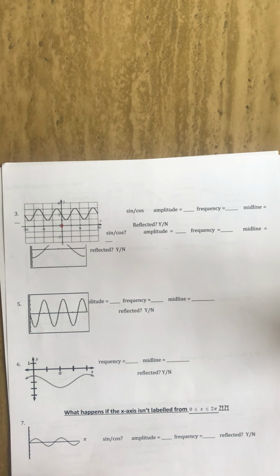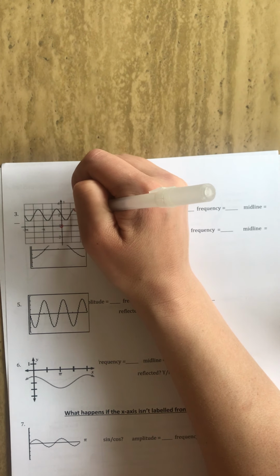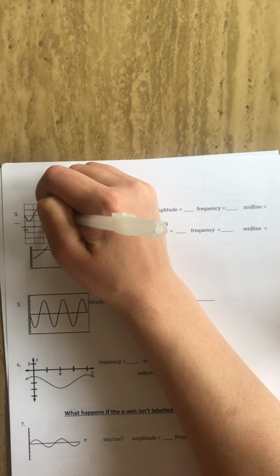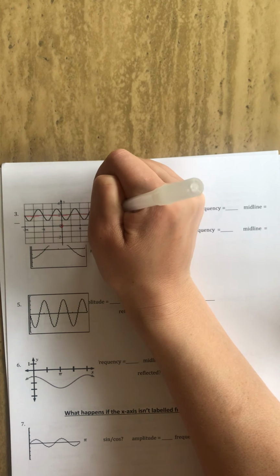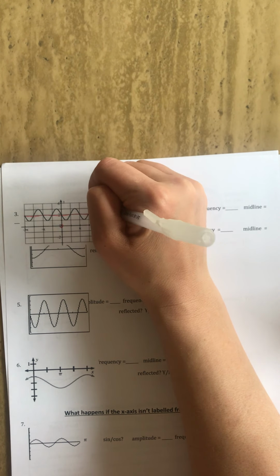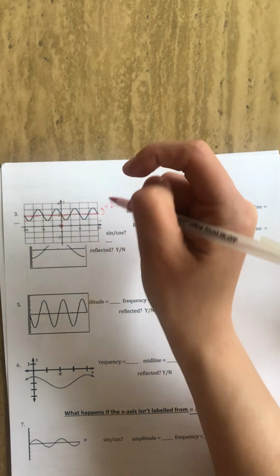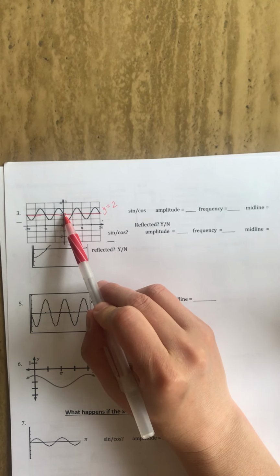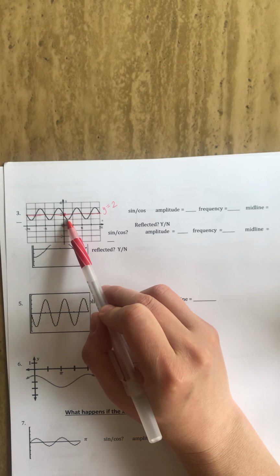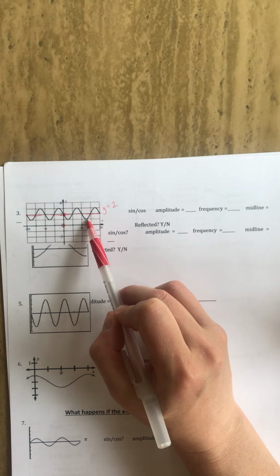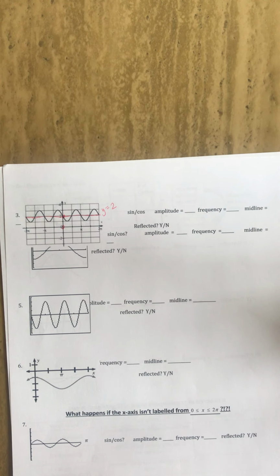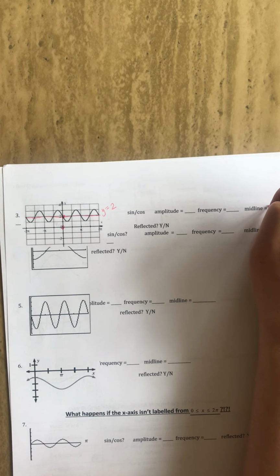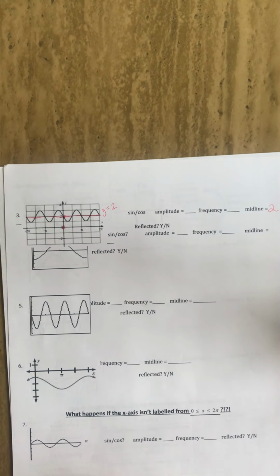So what you need to do is find your midline. Your midline is the max to your min, which is right here, and that is y is equal to 2. So at your midline, sine is starting at that midline right there, and then going up, back up, ending at that midline. That midline indicates that we did have a shift 2 units up. So we have a midline of 2.